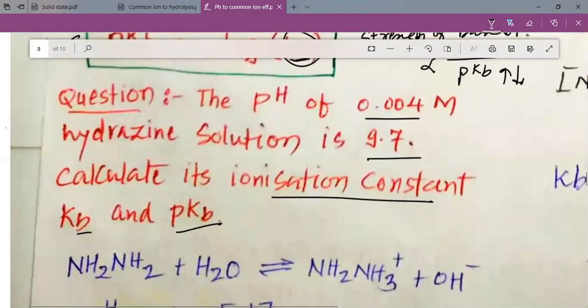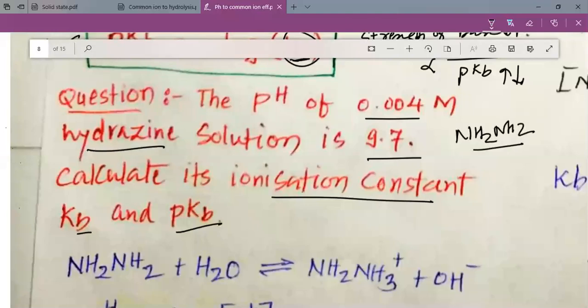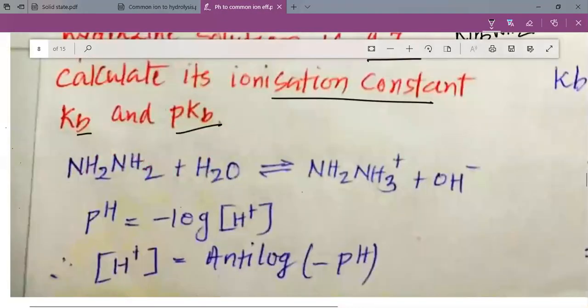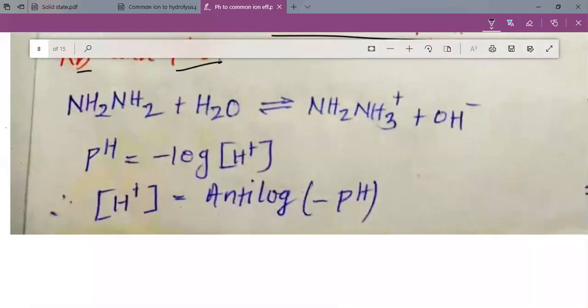Here in the question it is written that we have a solution of hydrazine. My dear students, hydrazine is this kind of compound, NH2, NH2. This compound is known as hydrazine. So when this hydrazine is added to water, you can see the reaction. It takes the H plus from water and produces NH2NH3 plus, and it produces OH minus ions, which shows the basic character.